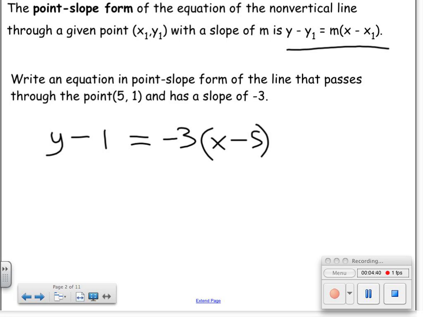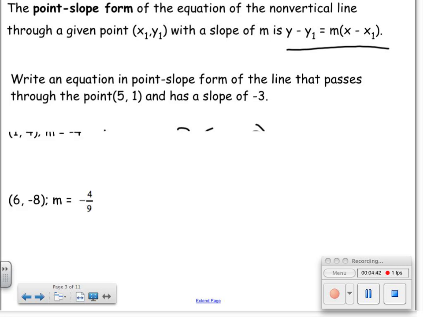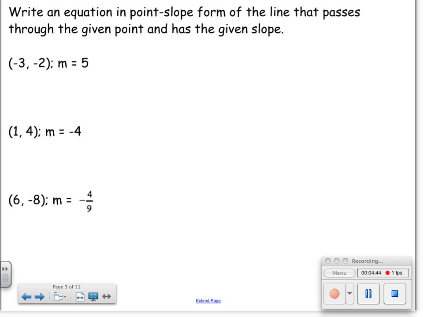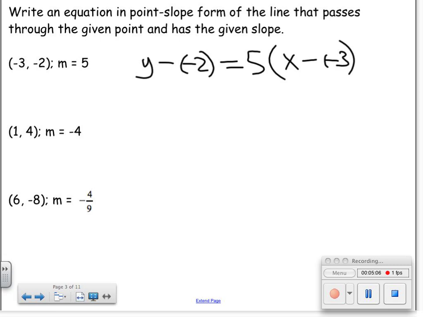So another one here, we got x is equal to -3 and y is equal to -2. So it's got to be y minus -2 is equal to the slope times x minus negative 3. If you want, you can put that in there. And I'd actually prefer to write it like this.